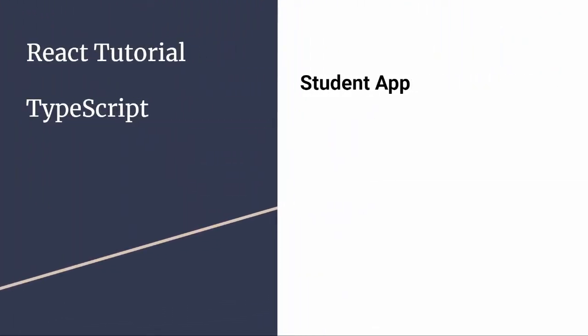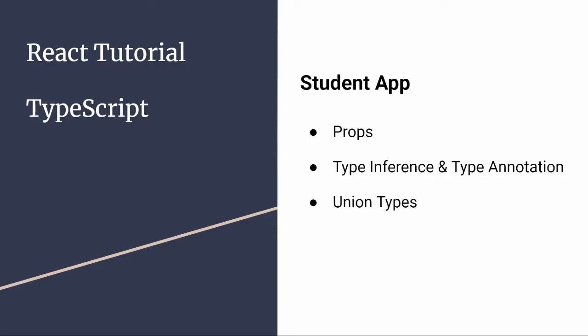Let's go ahead and create a student's app. Among the features that we'll be looking at is props, that's passing of props to components. We'll look at type inference versus type annotation. We'll also look at union types, organizing interfaces. We'll look at enums, and finally we'll go through the generics.